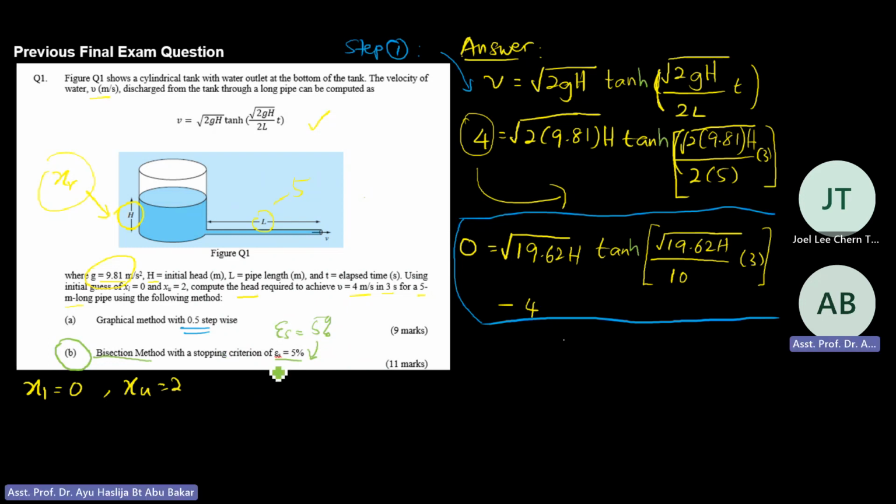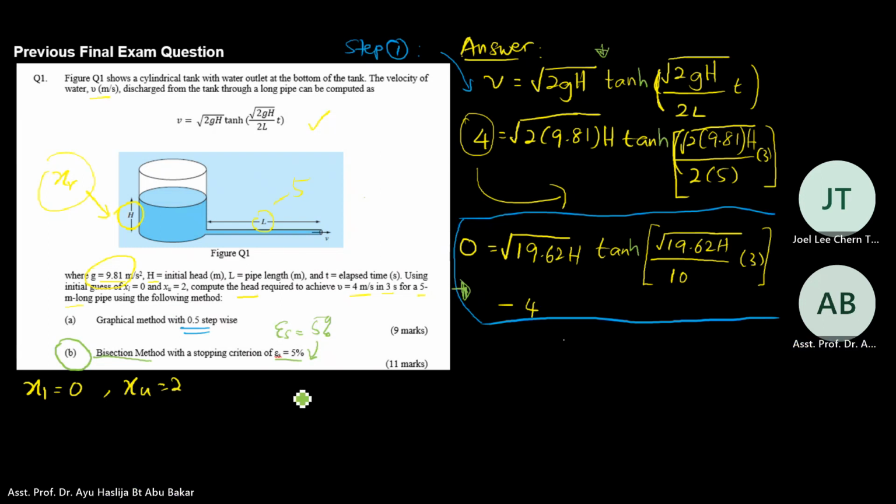First thing, rearrange the equation. This part we had done in the previous class. You must get it until FX equals 0, the Y side, because XR is when Y equals 0. Once you get this equation, then we proceed with the iteration. In question B, the XL is given 0, XU is given 2, the bracket, the range.